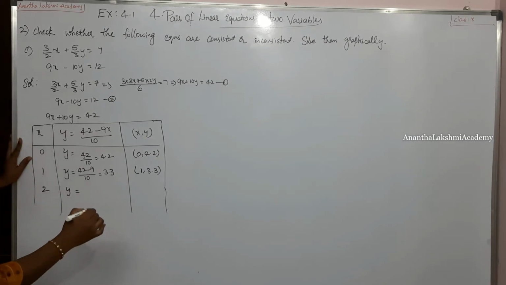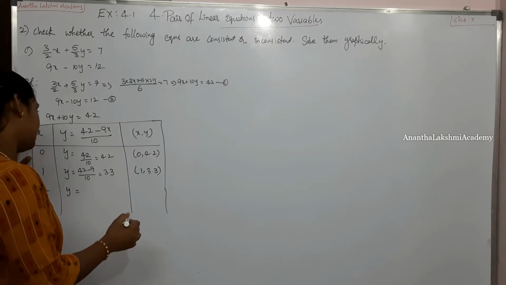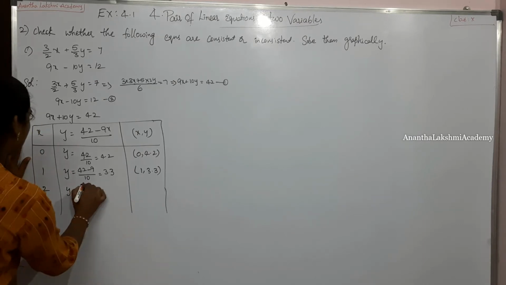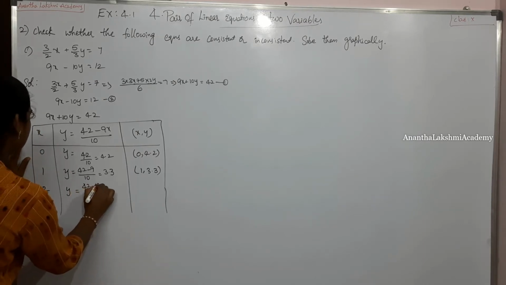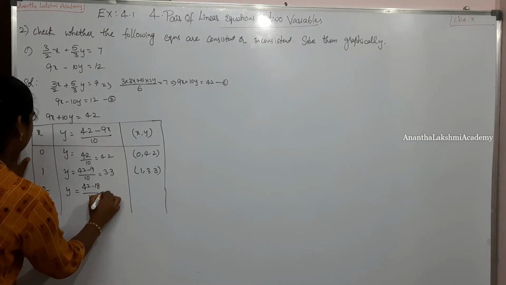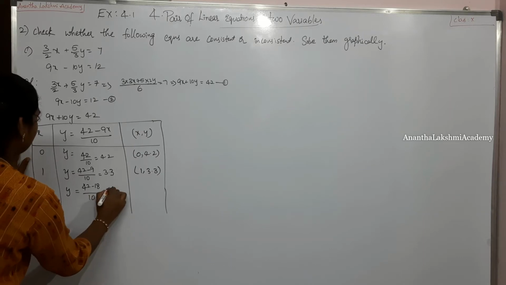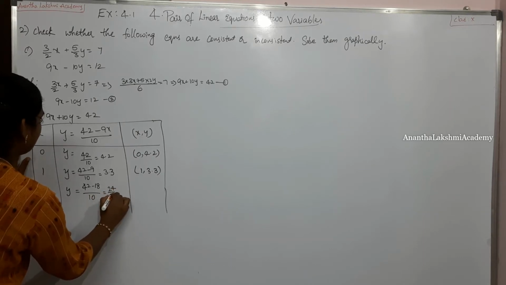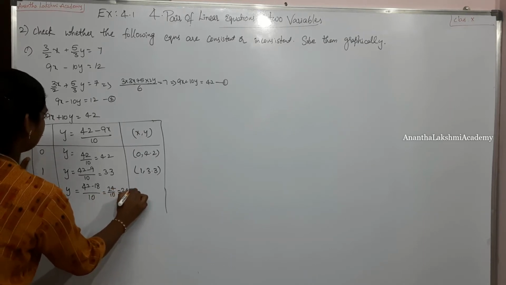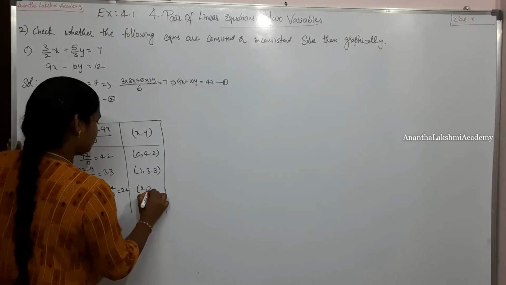Alright. Next we have the value of 2. y is equal to 42 minus 9 2s are 18 by 10, which is nothing but 24 by 10, which is nothing but 2.4. So (2, 2.4).